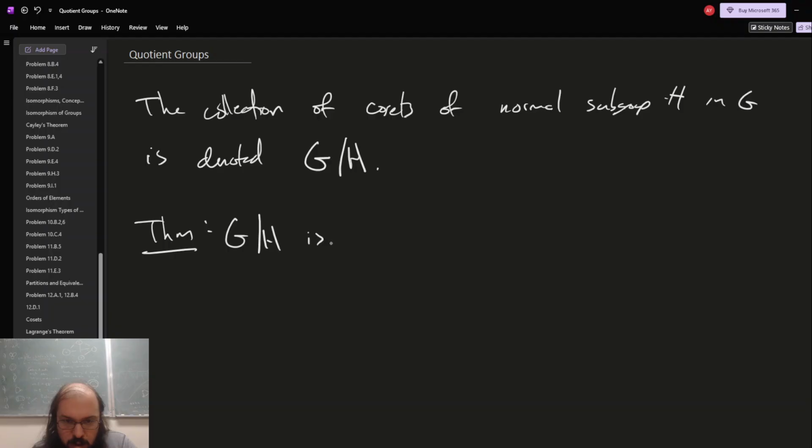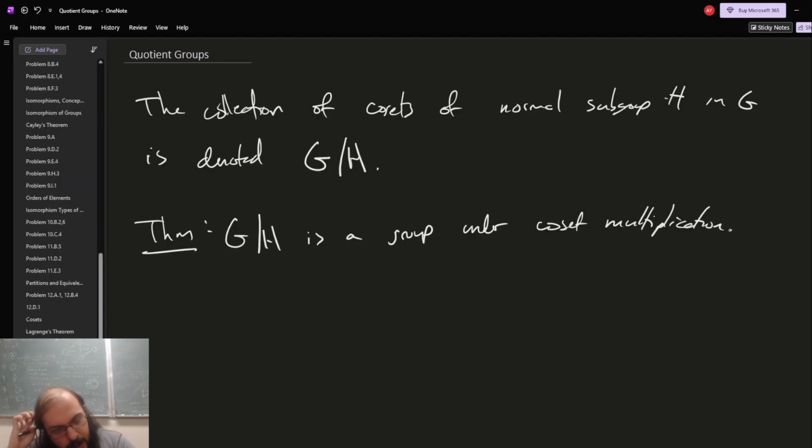G mod H is a group under coset multiplication. And the proof of this is essentially just a little bit of routine checking, just unraveling the definitions. So what do we know? In order to see something as a group, we need there to be an associative multiplication operation.